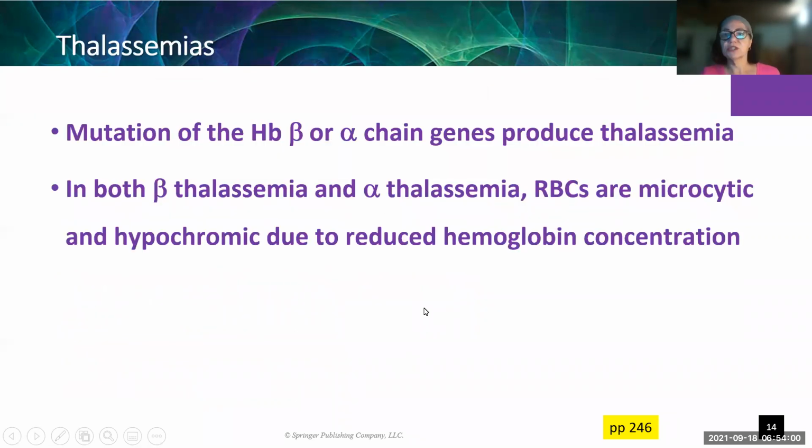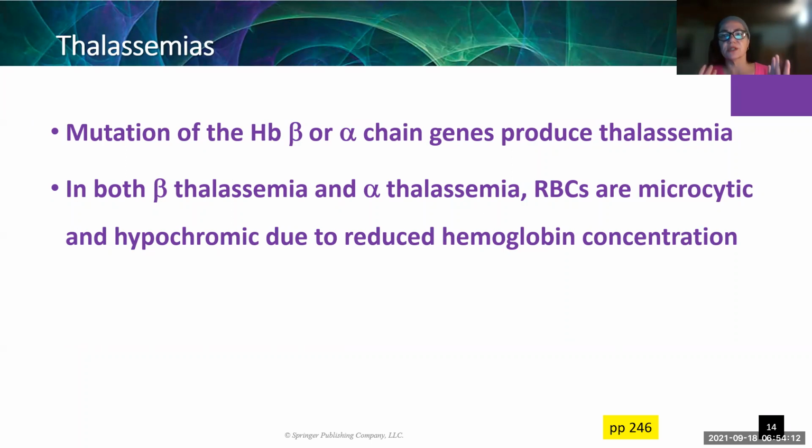We're going to move on to a second genetic disorder. I'm not going to talk about it for long. The thalassemias are a genetic condition. Different versions are all recessive in nature. These are mutations of the hemoglobin beta chain or the hemoglobin alpha chain. It produces what's known as the thalassemias.